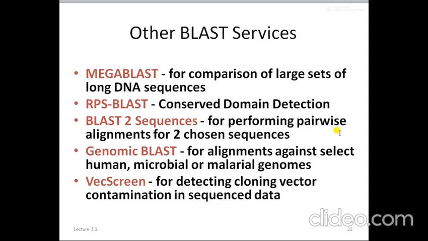You are taking the genome of Saccharomyces and your sequence is being BLASTed against that. Then you have VecScreen for determining cloning vector contamination in sequence data. When you sequence data after recombinant DNA technology, sometimes some sequences of the vector, like pET32 and others, can come across. You need to find out if any cloning vector contamination has been found in the sequence data. For that you will use VecScreen.